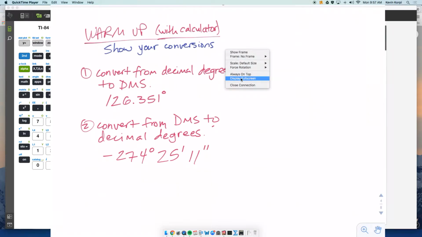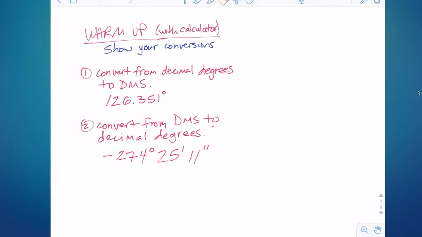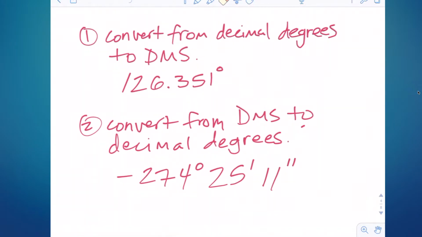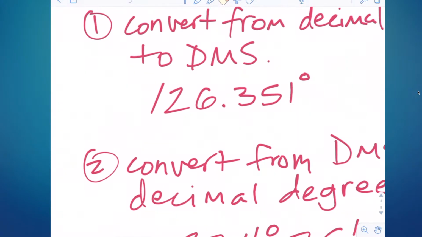All right. So your quiz tomorrow will be very similar to this. Notice it says show your conversions. The first one, we're converting from decimal degrees to DMS, which of course stands for degrees, minutes, seconds. And the minutes and seconds are used to convert fractions of full degrees. Like we have here 126 full degrees and 0.351 of a full degree.